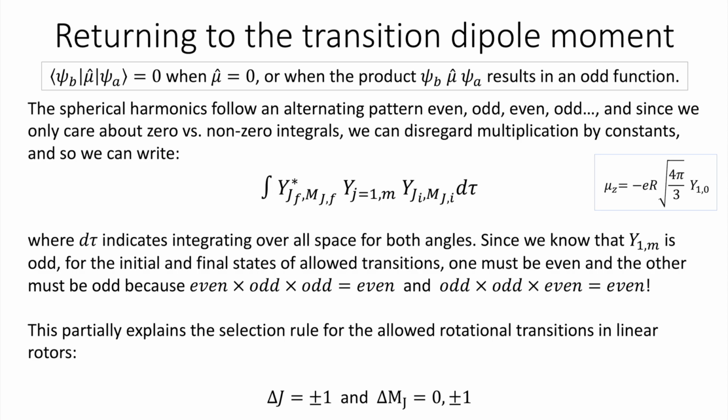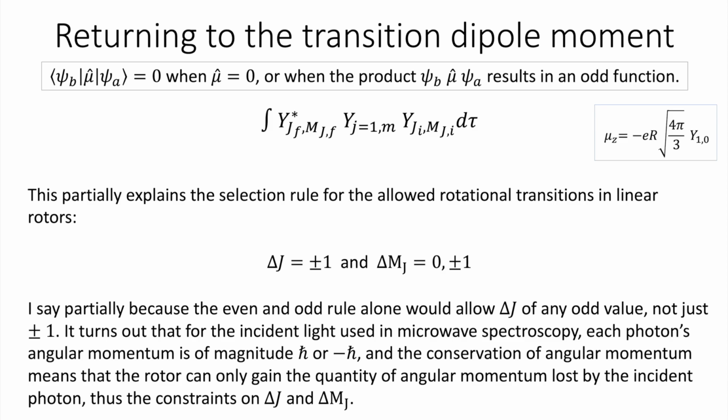These are the allowed rotational transitions, and you're probably thinking, you're kidding me, we still haven't demonstrated it fully. Oh, there's a little bit more to it. We're almost there though. And the reason I had to say almost there is because if you're paying attention closely, while we've shown that you have to have one even function and one odd function, because the dipole operator itself is odd, one has to be even, one has to be odd. We've shown that. But this would also allow delta J to be any odd value, right? Not just plus or minus 1. And yet plus or minus 1 is the selection rule. So why is that?